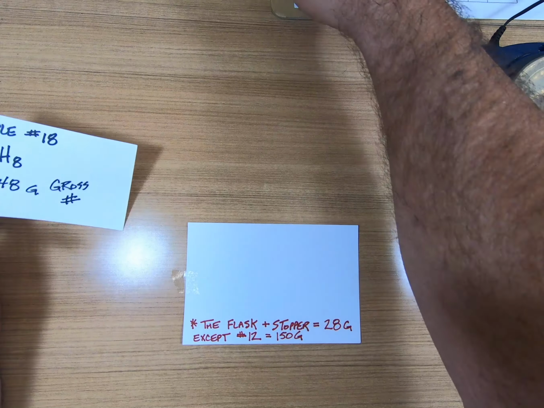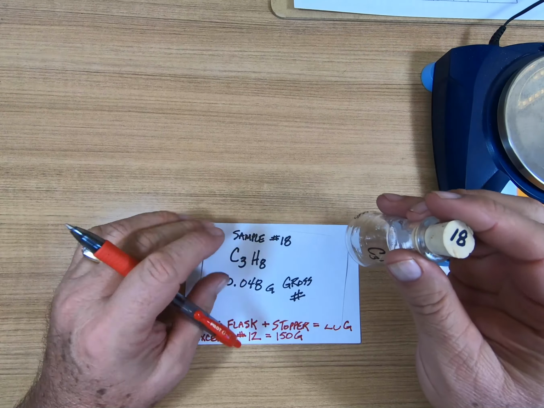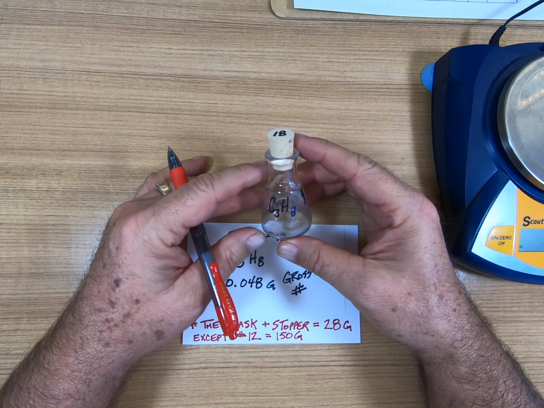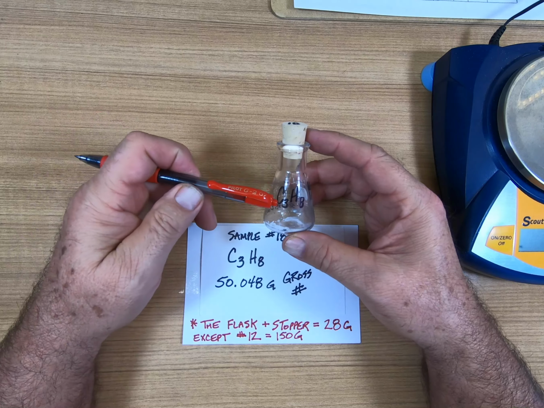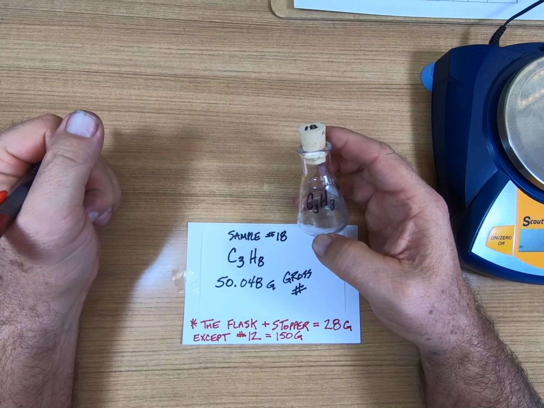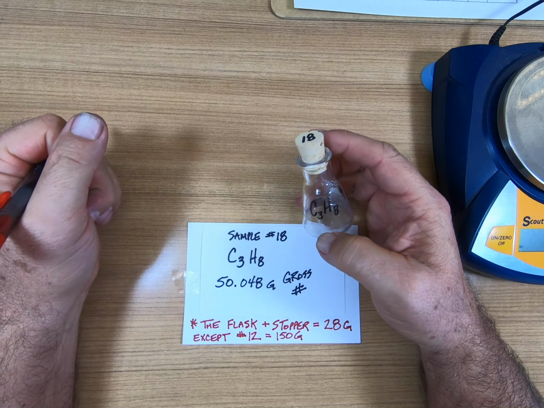18. C3H8. This is important. We heat things with it when we go through combustion. So C3H8, and our gross sample weight is 50.048 grams.